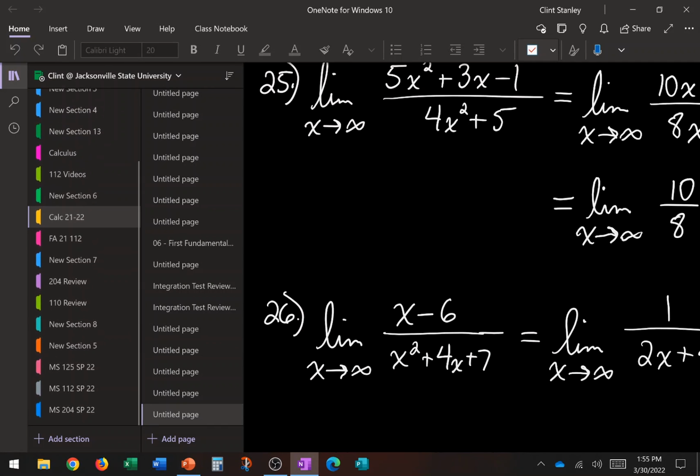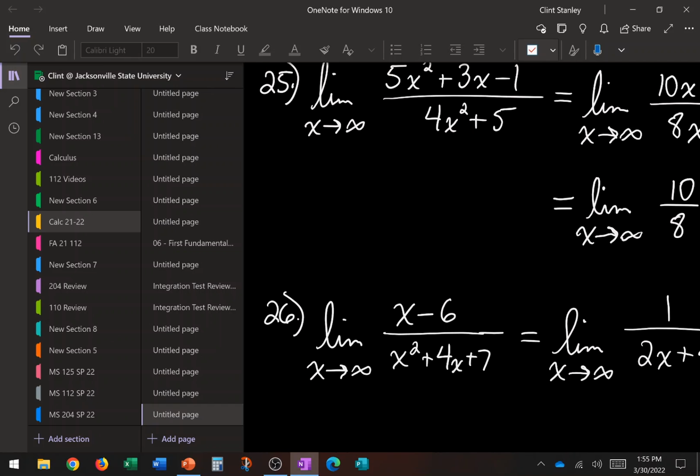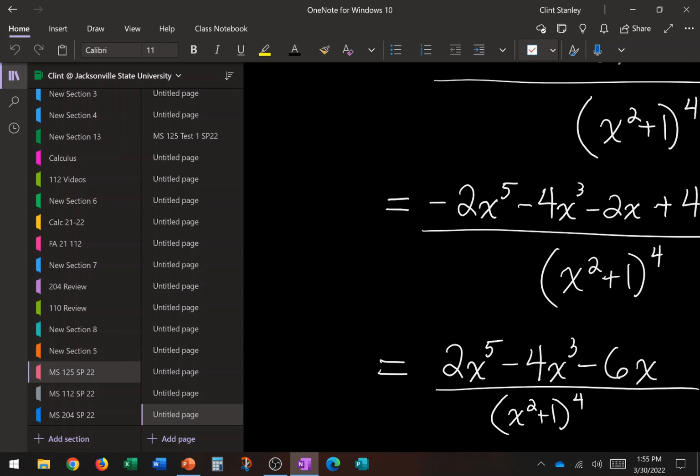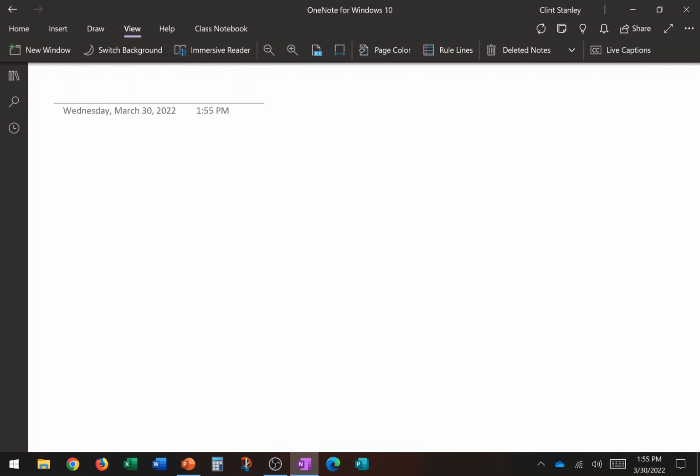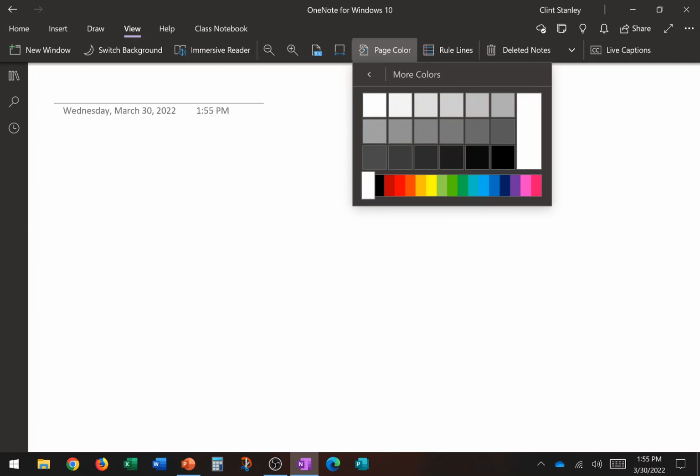I'm actually doing L'Hopital's rule with my high school seniors also, but it's like the last thing we're doing. So different places in different books.